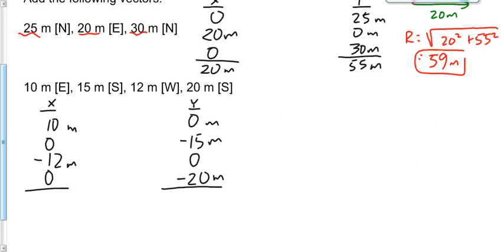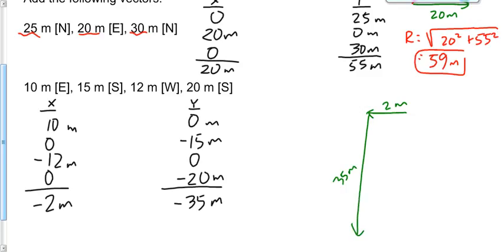Okay, let's add them up. 10 plus negative 12 is negative 2 meters. Negative 15 plus negative 20 is negative 35. Now I can redraw this so that I have a simple right angle triangle that's a vector diagram. 2 meters to the left, negative 2. 35 meters down, negative 35. Drawn, what do we got? Front to back. Resultant vector, start to finish.